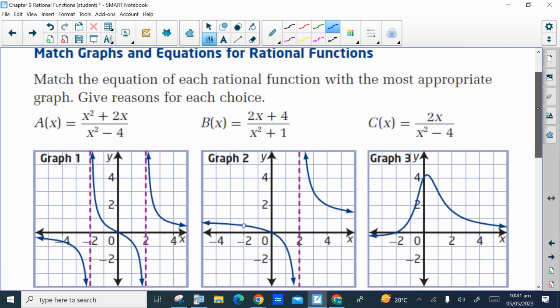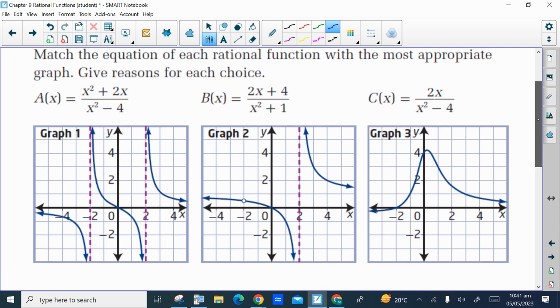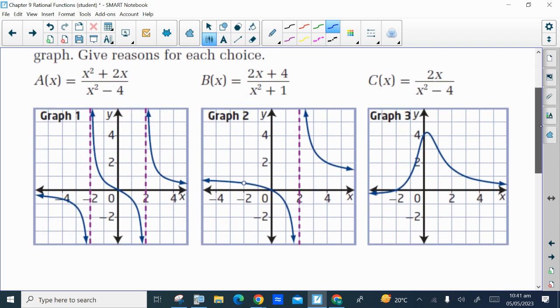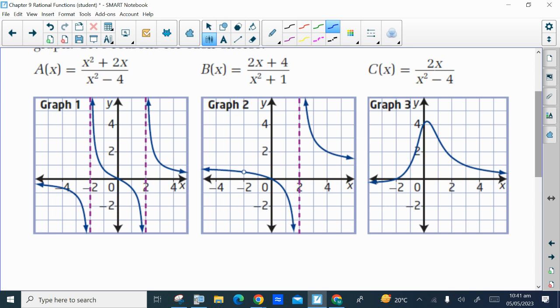Example 3, match graphs and equations for rational functions. So we want to match the equation to the appropriate graph. So basically, you look at the graphs. The first graph has 2 vertical asymptotes, which means it's going to have 2 factors on the bottom. The first vertical asymptote is at negative 2, which means x plus 2 has to be a factor on the bottom. Our second vertical asymptote is at x equals 2. So therefore, there'll have to be a factor of x minus 2 on the bottom. That doesn't cancel. Okay, are you with this, Chase? Yeah?